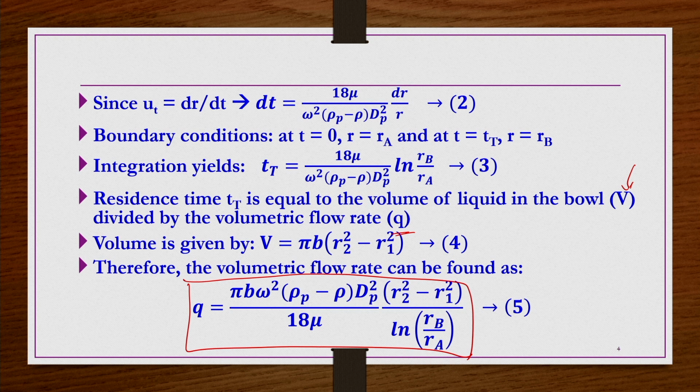Right. Now, though we have an expression for the volumetric flow rate, it is not useful because RB and RA are arbitrary locations. RA is towards the liquid surface and RB is towards the centrifugal bowl wall, but they are not equal to R1 or R2 respectively. So, this equation can be useful only when we know what RA and RB are. For that, we do some analysis now.